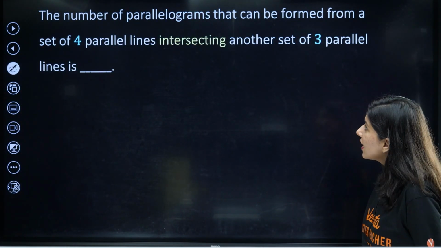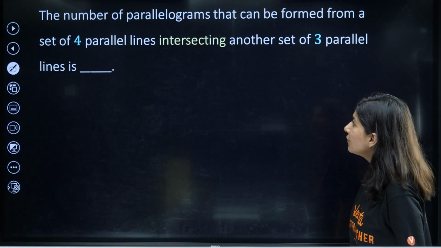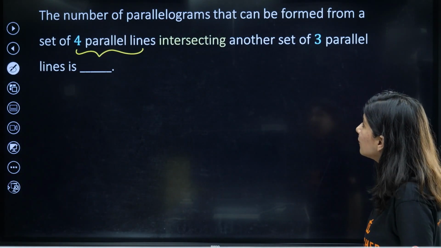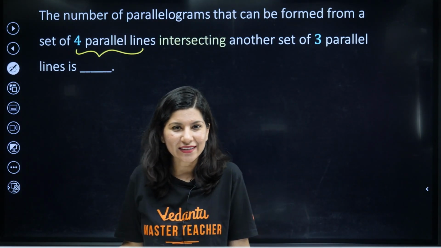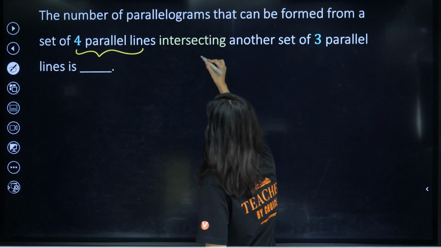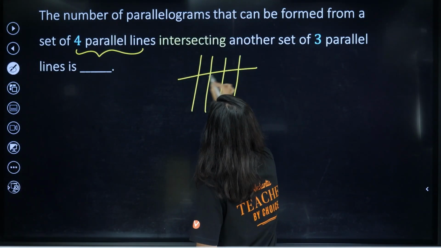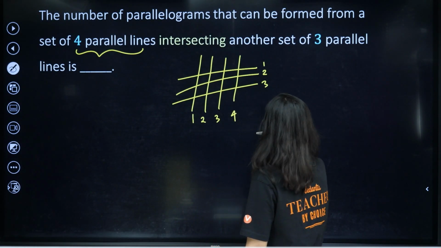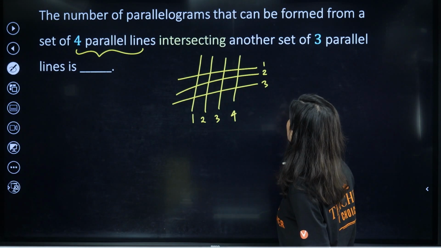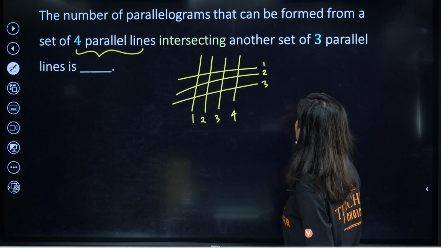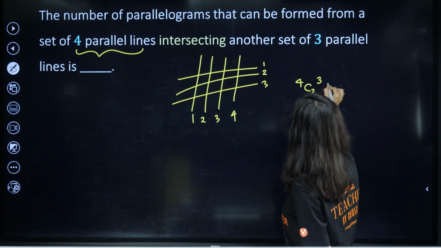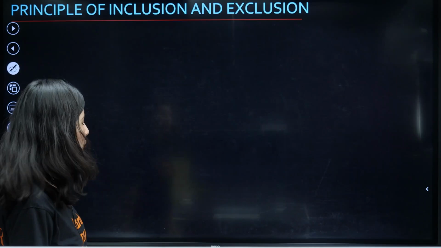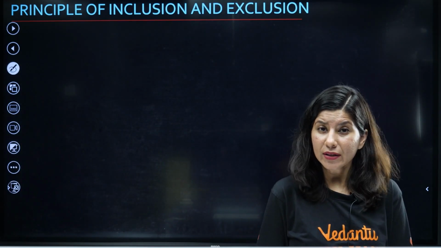Next question on our screen. The number of parallelograms that can be formed from a set of 4 parallel lines intersecting another set of 3 parallel lines. So it is 4C2 into 3C2, right? So basically, 1, 2, 3, 4 and 1, 2, 3. The number of parallelograms is 4C2 into 3C2. This will be your final answer. Easy peasy, right? Okay, now we are done with geometry models.